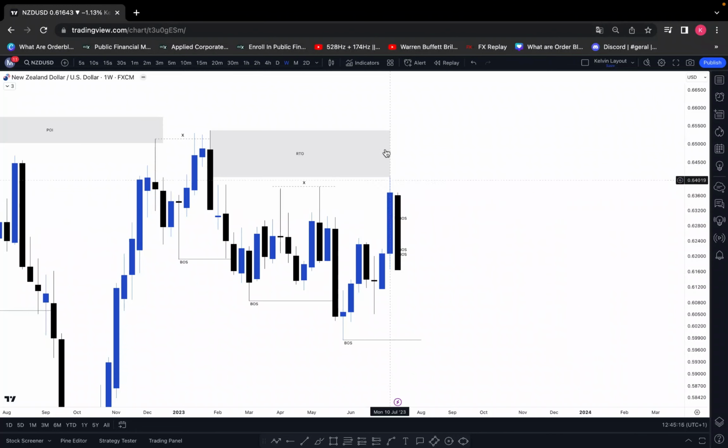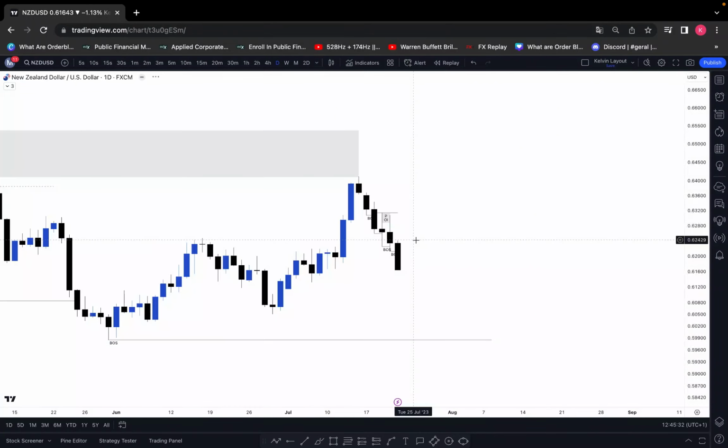Price actually came, grabbed liquidity, and we're seeing this V-shaped recovery right here, which is aggressive in and out, right? So we can see that this was a great liquidity grab, and now we see price coming aggressively all the way to take out these lows. That's the main outlook from the weekly.